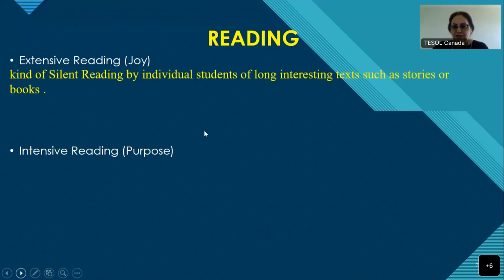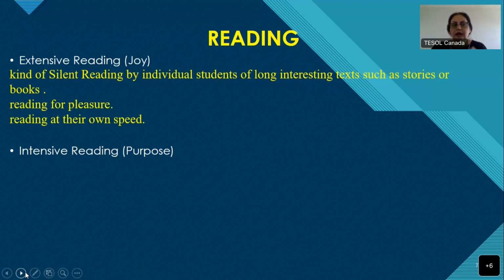So extensive is a kind of reading, but silent reading by individual students based on their interests. So if they like sports, they read some articles about the kind of sport that they like. For example, they love basketball, they search on the internet, they surf it, or they find magazines, or they read articles about basketball players and teams and matches. Or they like novels, they read novels. So they read it for pleasure, they enjoy it. And how fast or slow they read depends on them. So reading at their own speed.